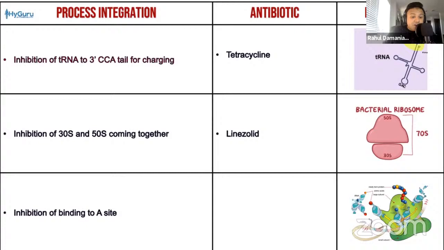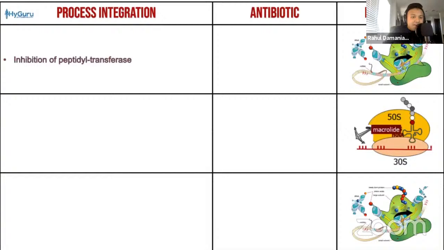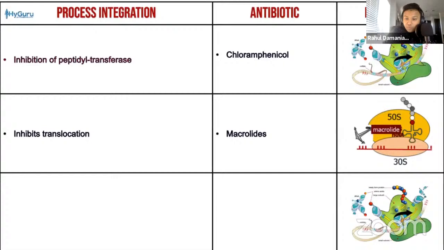And then inhibition of binding to the A site in particular, that's going to be your aminoglycosides, causing that misreading. Inhibition of peptidyl transferase, you're going to be thinking about chloramphenicol, so getting from one site to the next. Inhibiting translocation in just a slightly different way, that's going to be your macrolides. And inhibiting translocation is also going to be the key feature of clindamycin. So yet just another way for you to approach the material.